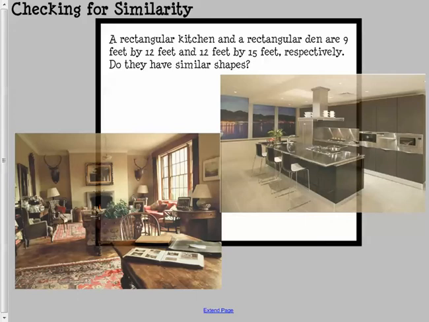Why don't we try this one together? We've got a rectangular kitchen and a rectangular den. They are 9 feet by 12 feet, and the other one is 12 feet by 15 feet respectively. Do they have the same or similar shapes? So we do our 9 with this 12, and we don't know if they're equal, but we're going to check. And then we do this 12 with this 15. So let's see if they are similar. Does 3/4 equal 4/5? No, so these are not similar shapes.